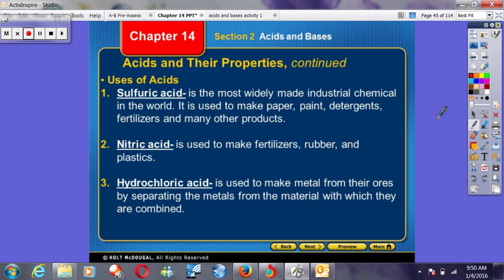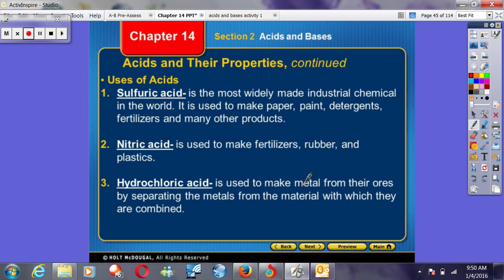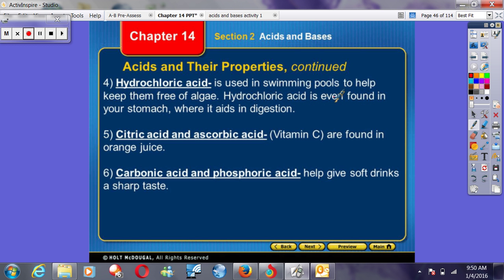You can also, I think, let me make sure. Yeah, hydrochloric acid. It says make metals from ores, things like that. Also, it talks about it's used in swimming pools to help keep free from algae, and it's found in your stomach. So again, that's an easy one to remember because it's part of your stomach acid. So maybe number 2, nitric. Number 3, hydrochloric acid. You can say citric acid, which is found in orange juice, like citrus fruits, right?